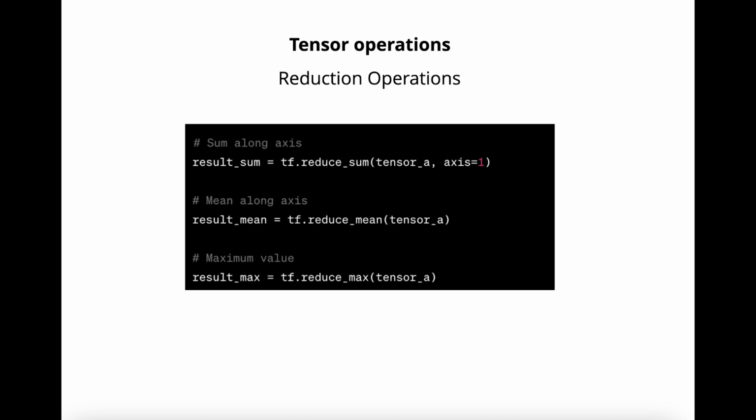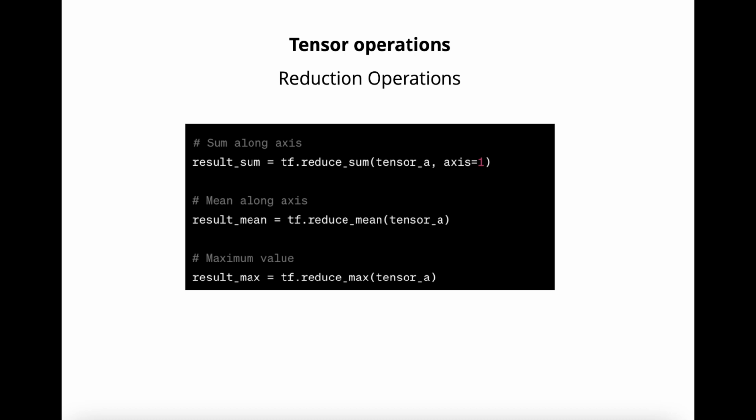Reduction operations. Reduction operations aggregate the values of tensors along one or more dimensions, resulting in a tensor with fewer dimensions or a scalar value. Examples of them are, let's say, sum along a particular axis. It says tf.reduce_sum tensor A on the axis 1.